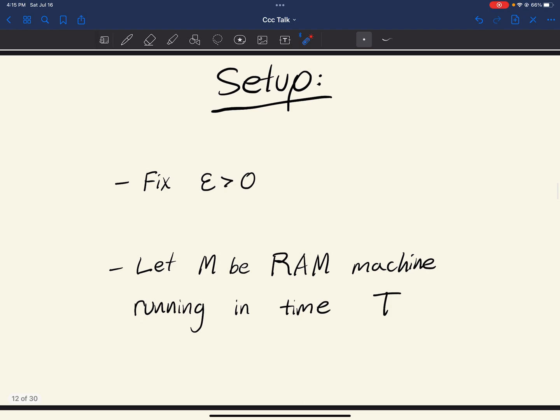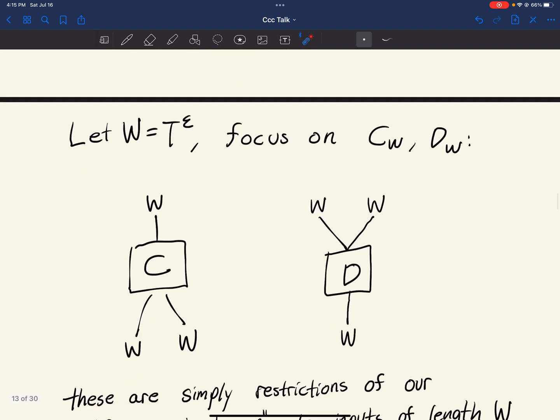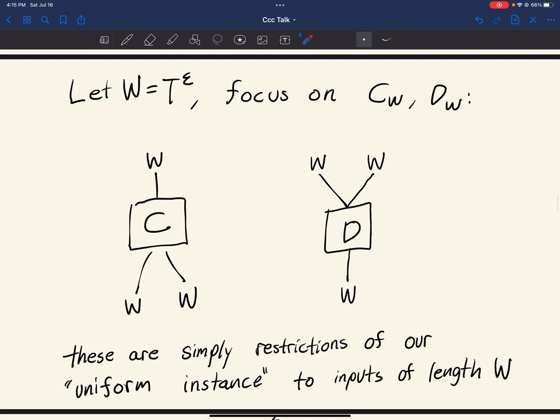And so I'll now jump into the proof of this. The setup is we're going to fix some positive epsilon greater than 0, thinking of it as a very, very small number. And we're going to let M be an arbitrary random access machine that runs in time t. For starters, we're going to set some parameter w to be t to the epsilon, and we're going to focus on our supposed compression scheme C and D fixed to length w.